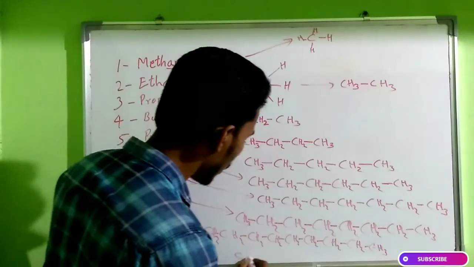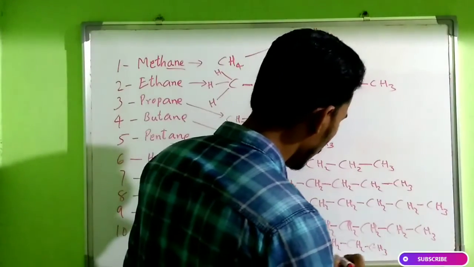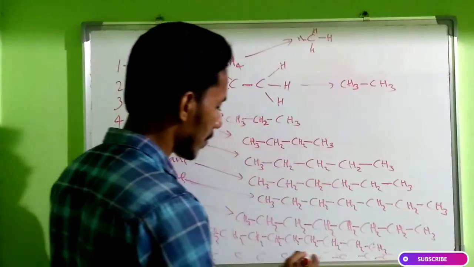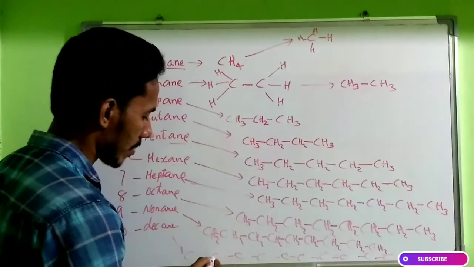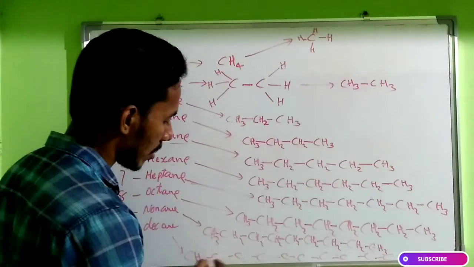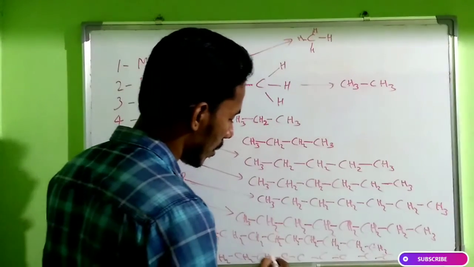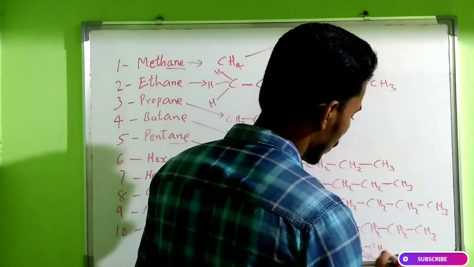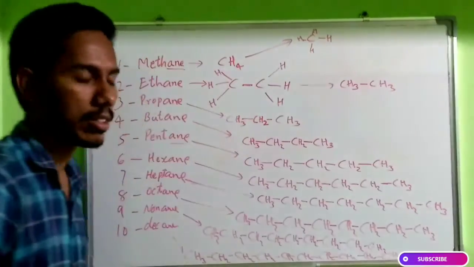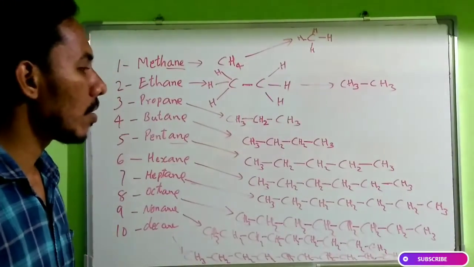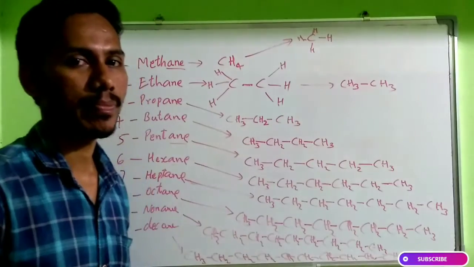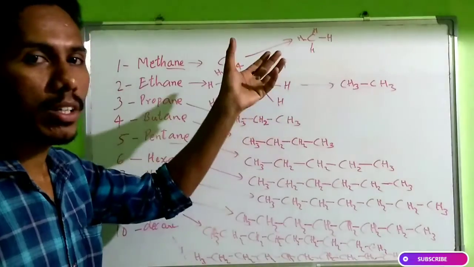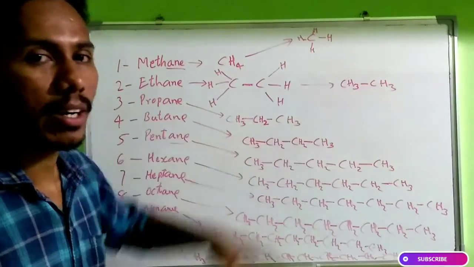Then decane. 1, 2, 3, 4, 5, 6, 7, 8, 9, 10. ANE, only single bonds. Fill the other valence. H3, H2, H2, H2, H2, H2, H3. This is decane. So you can draw any structure in this way. It is the simple representation. You can extend this into a dot structure by drawing the bond structure.